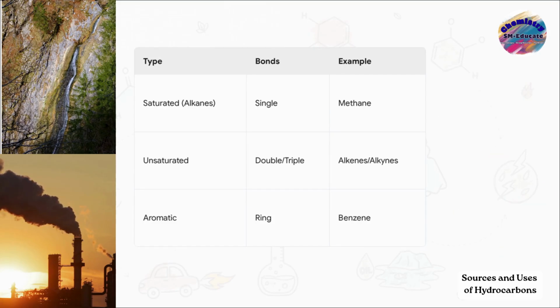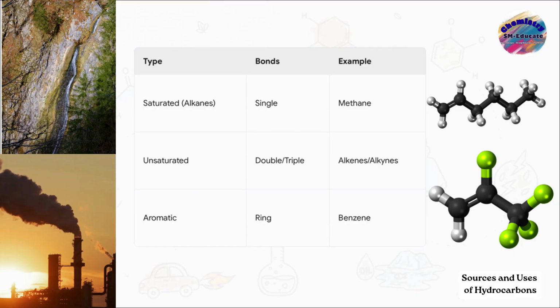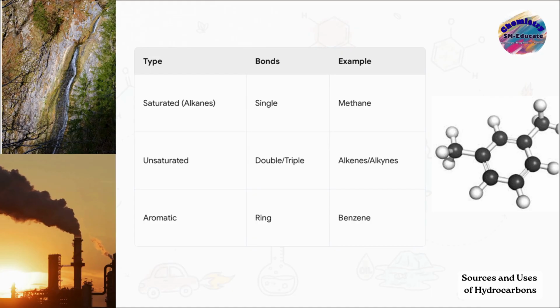Next are unsaturated hydrocarbons. These have double bonds, those are your alkenes ending in -ene, or triple bonds, which are alkynes ending in -ine. And finally, we have aromatic hydrocarbons. These are a special type that form closed ring structures, kind of like benzene.